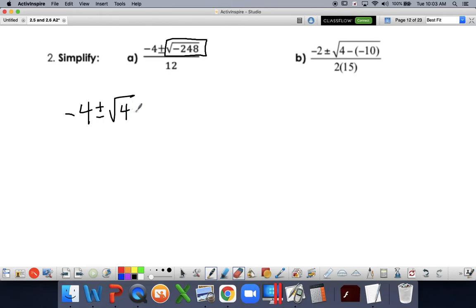Unfortunately, the biggest perfect square that goes in there is just a 4. So 4 times negative 1 times 62 will give me negative 248. And I put these on the outside because I know the square root of 4 can come out of the square root, and the square root of negative 1 is just i.